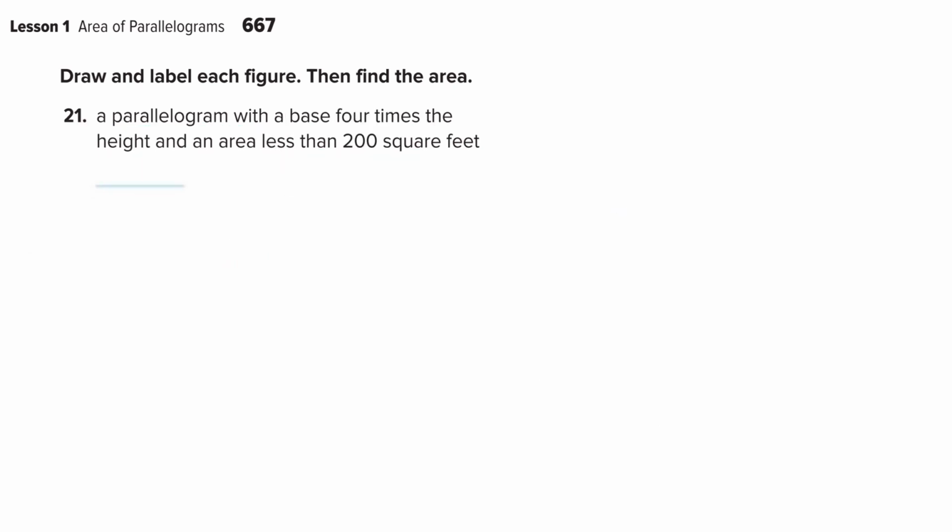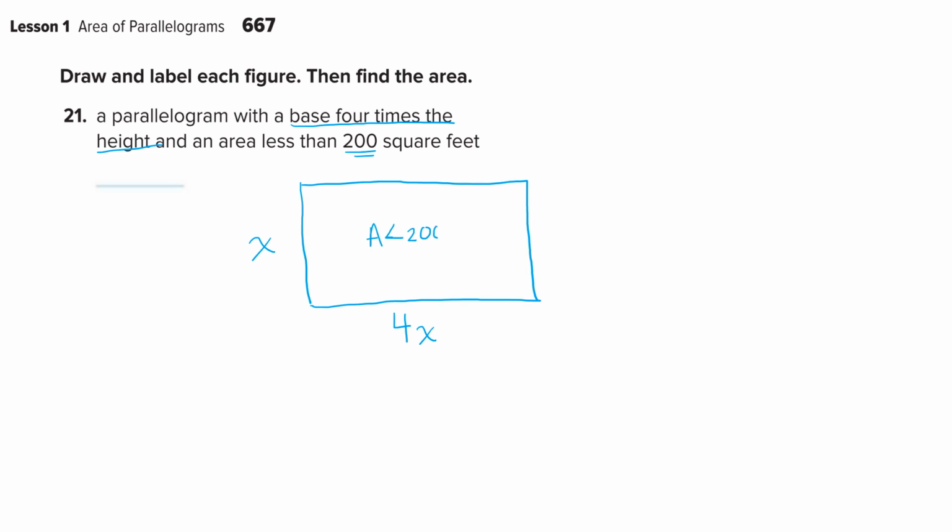Draw and label each figure, then find the area. Question 21. A parallelogram with a base 4 times the height and an area less than 200 square feet. So I'm going to draw a rectangle. And the base is 4 times the height. So I'm going to make the height x, and then the base is going to be 4 times x. And we want the area to be less than 200 square feet. Again, I think this is one of those questions that seems really complicated, but it isn't.